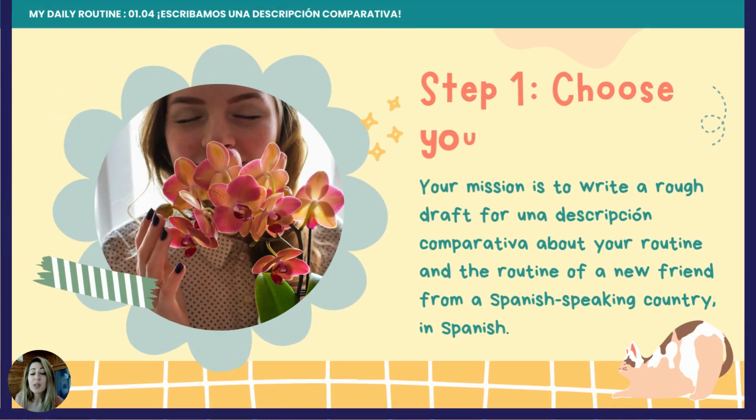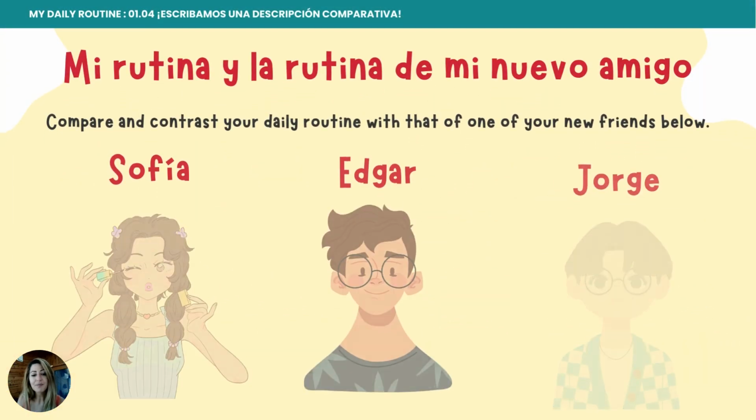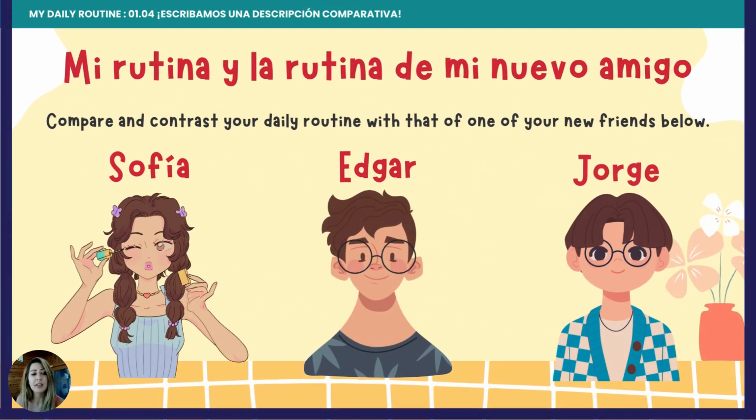Step one is going to be to choose a friend to compare with. Your mission is to write a rough draft, meaning there is expected to be mistakes. It's raw, it's rough, a descripción comparativa about your routine and the routine of a new friend from a Spanish-speaking country, in Spanish. First, we must choose our friend. Here we have Sofia, Edgar, and Jorge. You're going to compare and contrast your daily routine with that of one of these three.